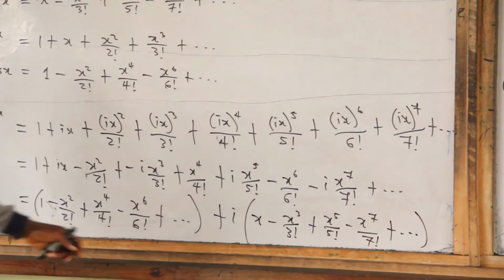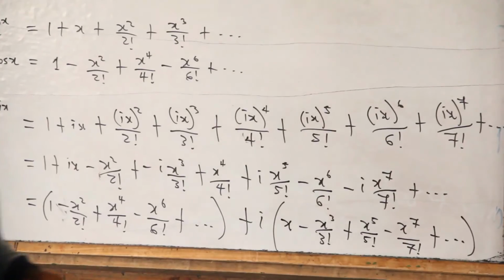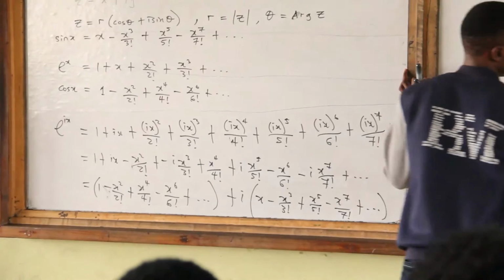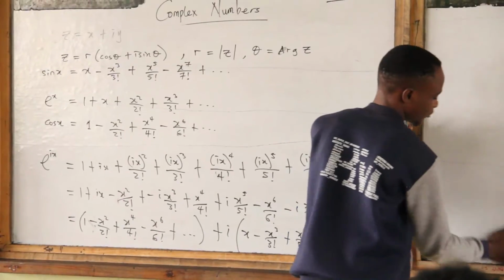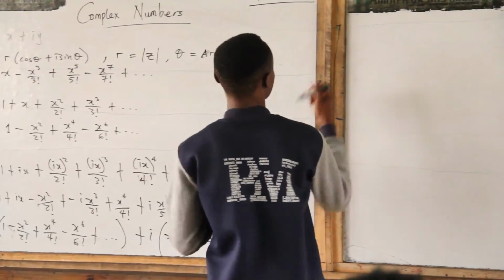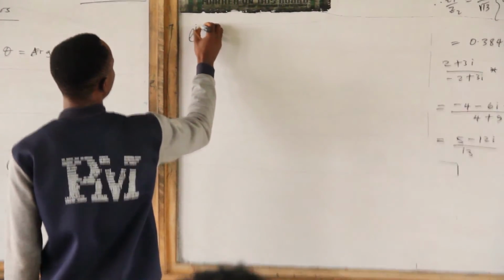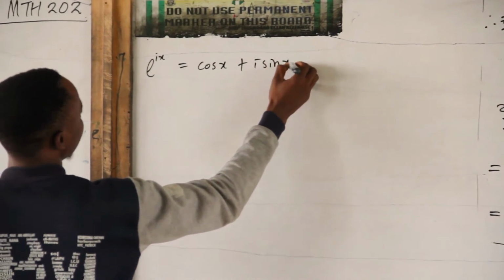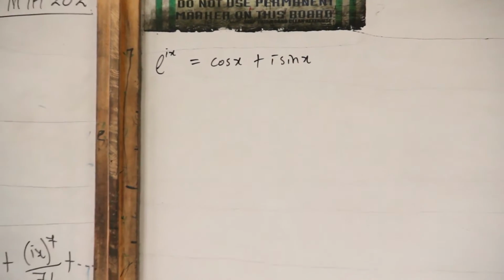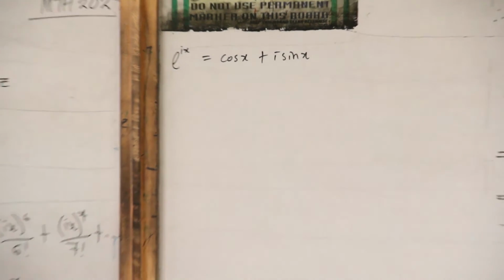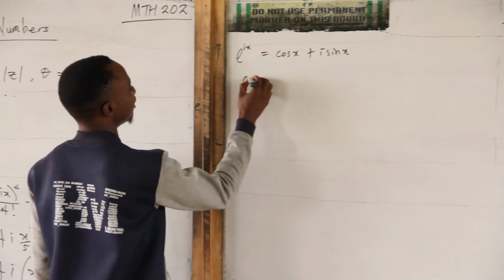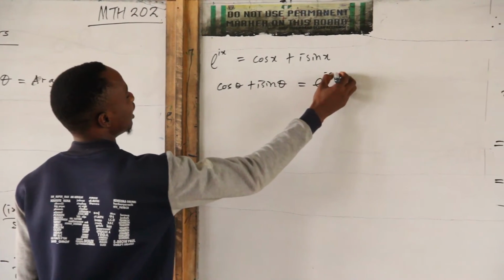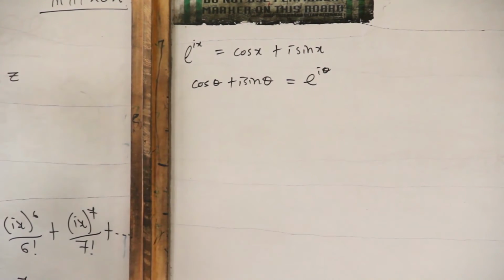Is it making sense? So obviously, e raised to power ix is the same thing as cos x plus i sin x. Is it making sense? Do you get that? Alright, so that means that if I have, listen now, cos theta plus i sin theta, I can write it as e raised to power i theta. Is it making sense?